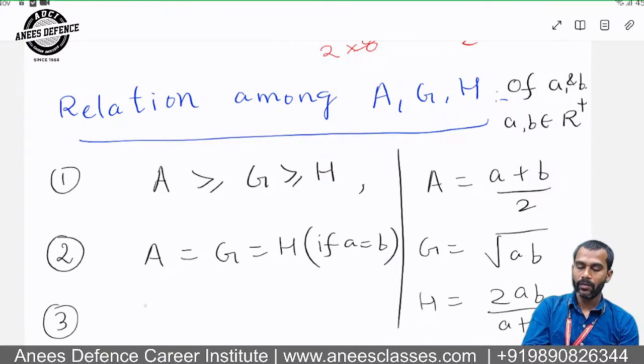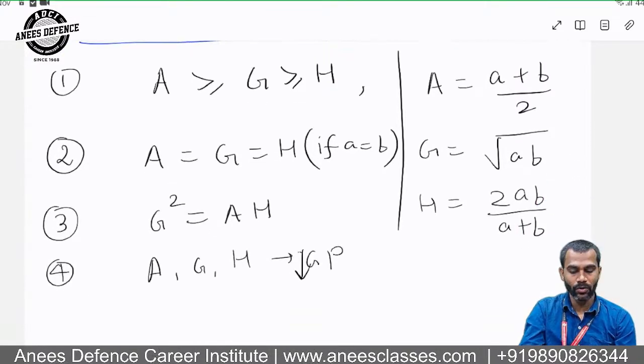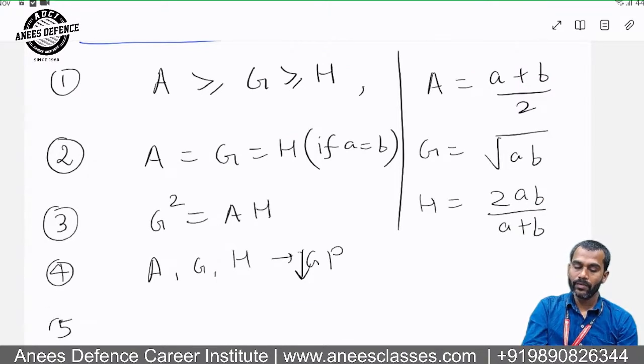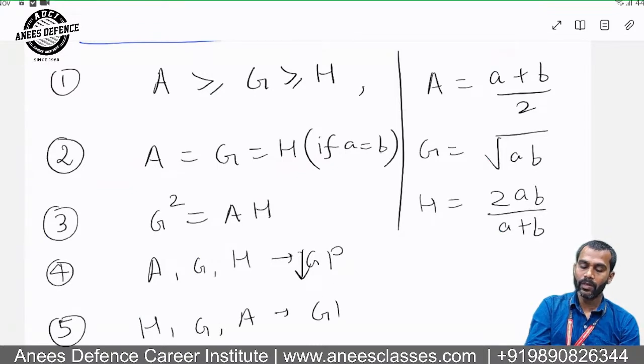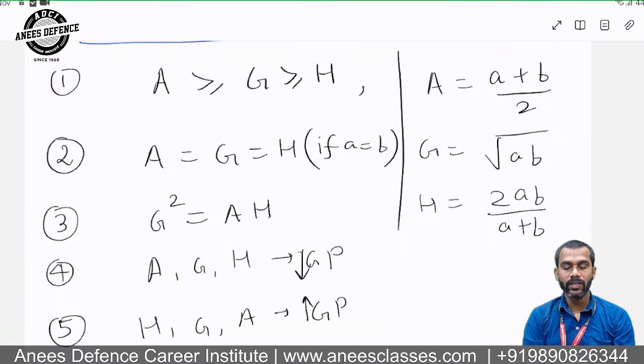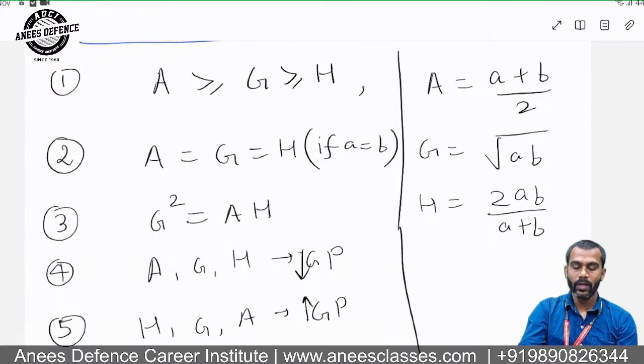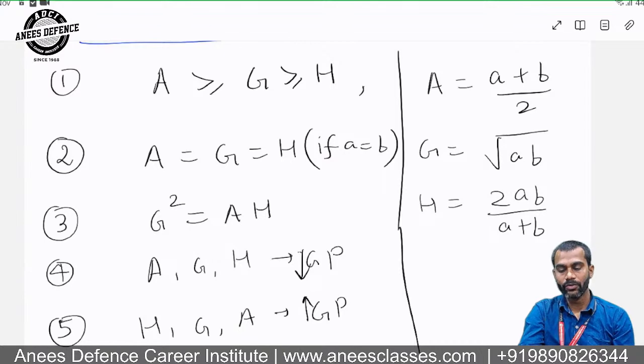Next, tell me. G square is equal to AH. It means A, G, H are in GP. And that too, tell me, decreasing or increasing GP? Decreasing GP, because A is greater than G is greater than H. Yes or no? Number 5. Similarly, H, G and A are in GP, but that would be increasing GP. Yes or no? Understood, everyone?